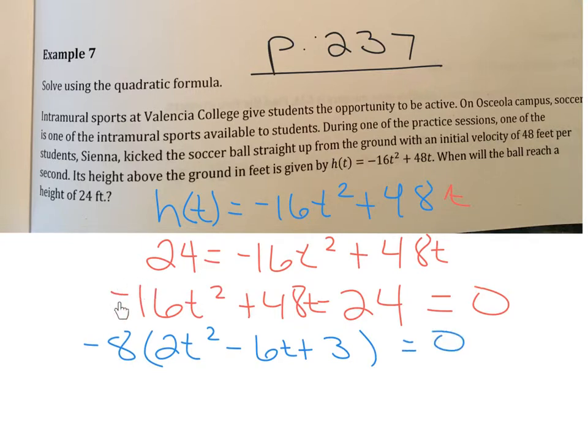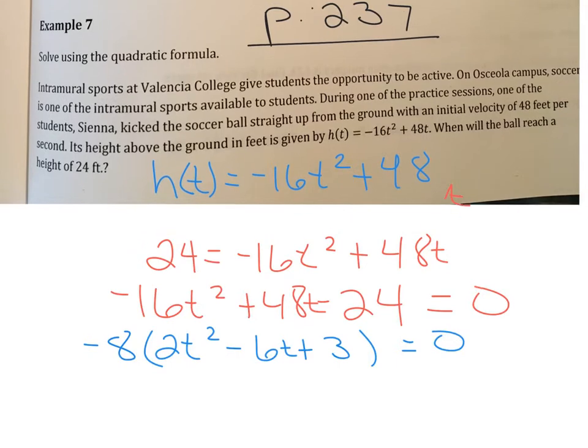All right, again, when you factor out a negative here, it does change these signs. So negative 8 times 2 is negative 16. Negative 8 times negative 6 is positive 48. Negative 8 times positive 3 is negative 24. So it will change these signs when you factor out a negative GCF.